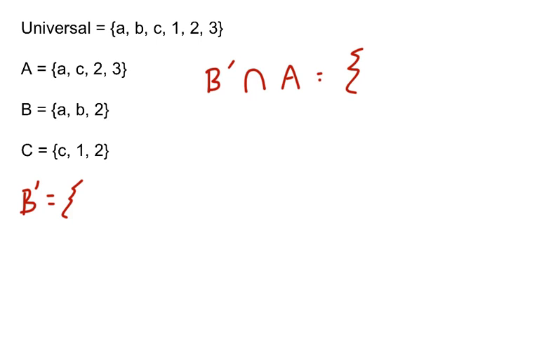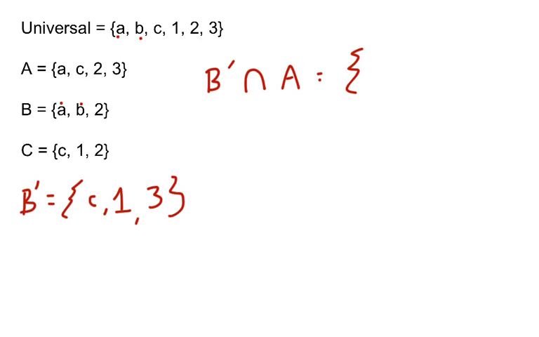Let's see. A is in there. B is in there. C is not. 1 is not. 2 is in there. And 3 is not. Okay, so now I have B complement. That's the first step in this process. Now I want to know, where does B complement intersect set A? Where do they overlap? Well, let's take a look.